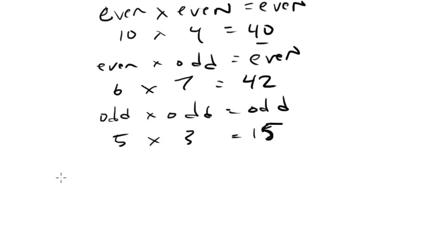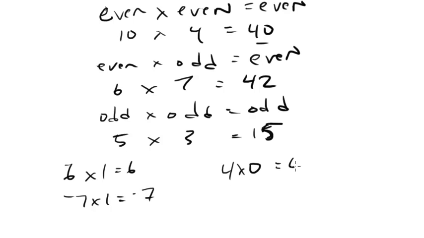And then finally, a few multiplicative rules. Anything times 1 will give itself. That's the multiplicative identity. So 6 times 1 is 6, -7 times 1 is -7. And anything times 0 will be 0. So 4 times 0 is 0, 1,296 times 0 is 0, -1,296 times 0 is 0, and so on. And those are pretty much the number properties, or the integer properties, that you need to know for the SAT.